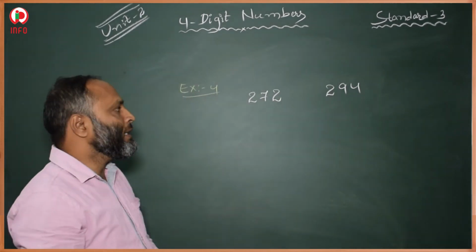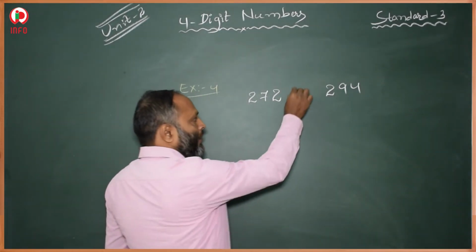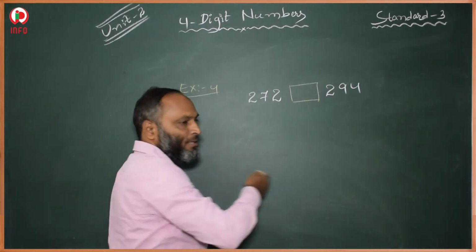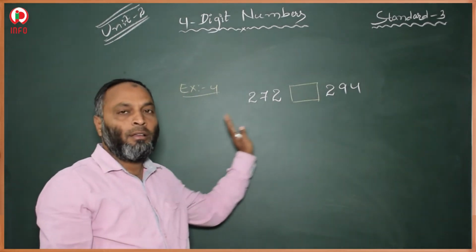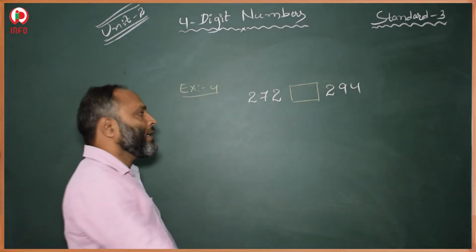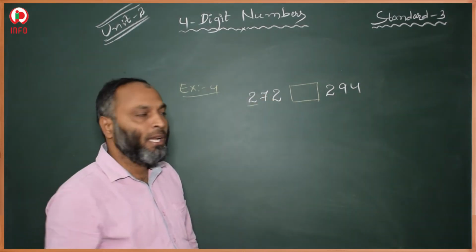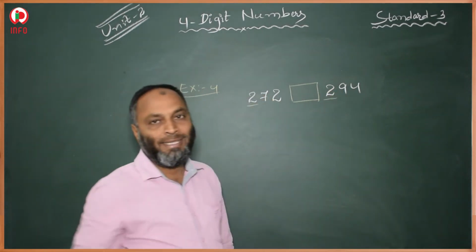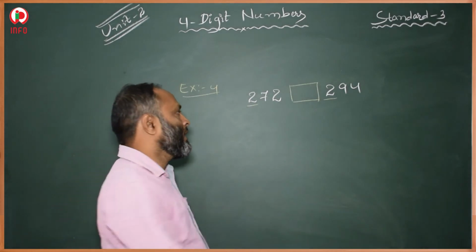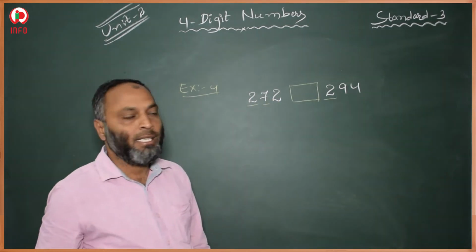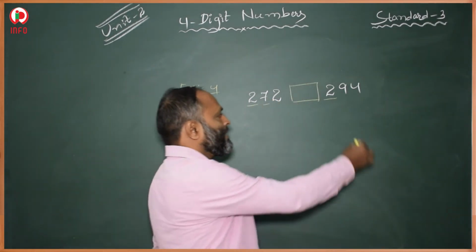These two 3-digit numbers are given. Then how to compare? In the same way. What we discussed, we go from the hundreds digit. So here what is the hundreds digit? 2 is there. Here also 2 is there. Both are equal. Then we see the tens digit. What is there in the tens digit? This is 7 and this is 9.